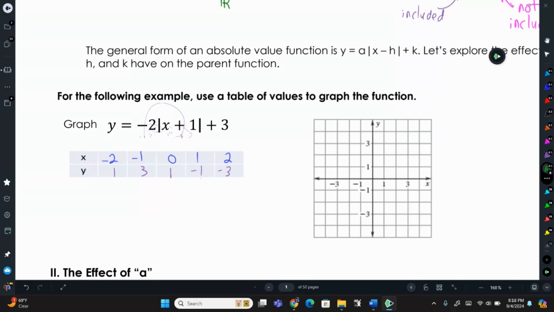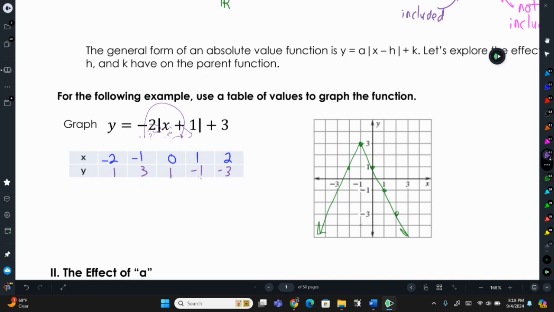So we have negative 2, comma negative 1, positive 1, negative 1, comma positive 3, 0, comma 1, 1, comma negative 1, and 2, comma negative 3. So this graph looks like this.